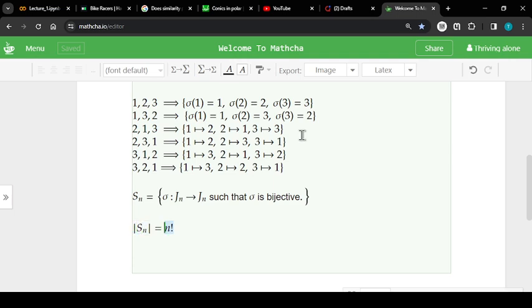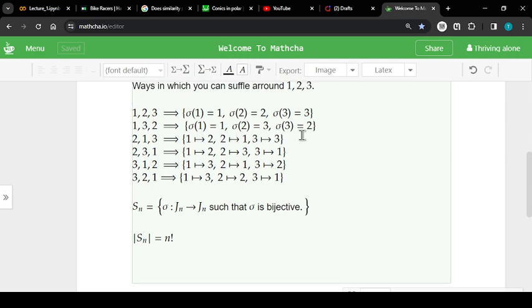Every bijective function from Jn to Jn has a one-to-one correspondence with some permutation of Jn. That's what I mean to say. I hope it's clear. Now, why do we need this? What I was talking about in the beginning, the cycle notation. Why do we need it?